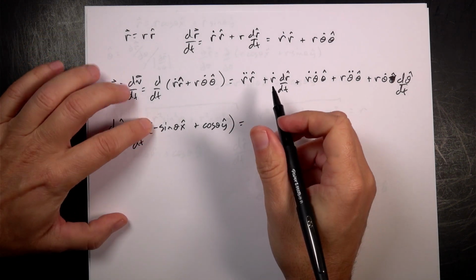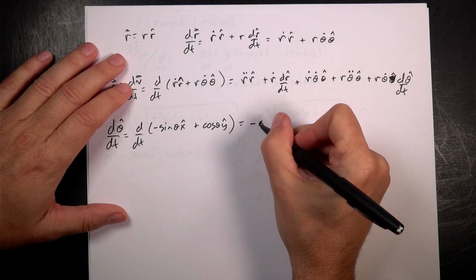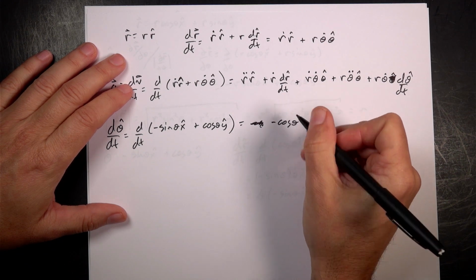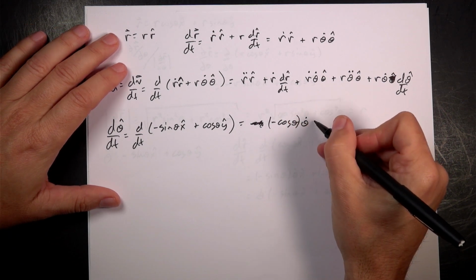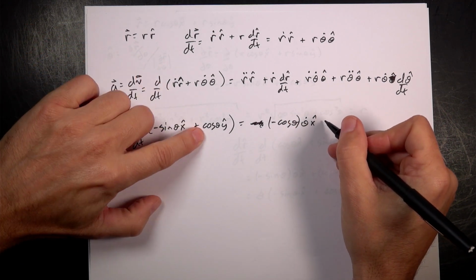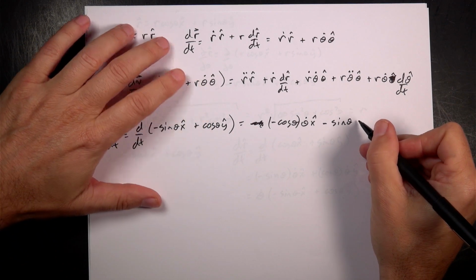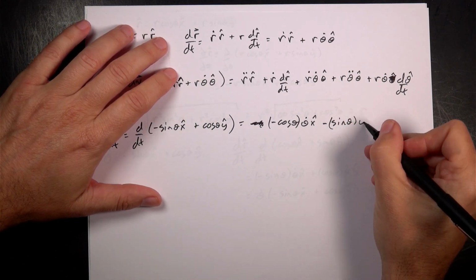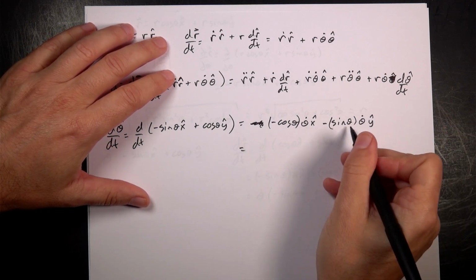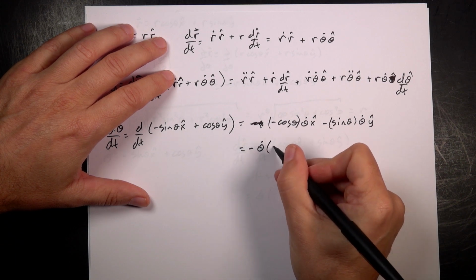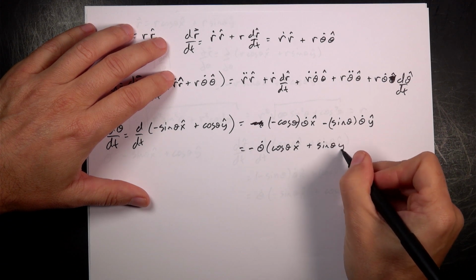So if I take the derivative of sine theta with respect to time, I'm going to get negative cosine theta, and then I have to take the derivative of theta, so I get times theta dot, I'll put that in parentheses just so we're clear, and then I have x hat. And then the derivative of cosine theta is negative sine theta, and then I have to take the derivative of theta, theta dot, y hat. So if I write that out, I'm going to factor out the negative theta dot: negative theta dot times cosine theta x hat plus sine theta y hat.